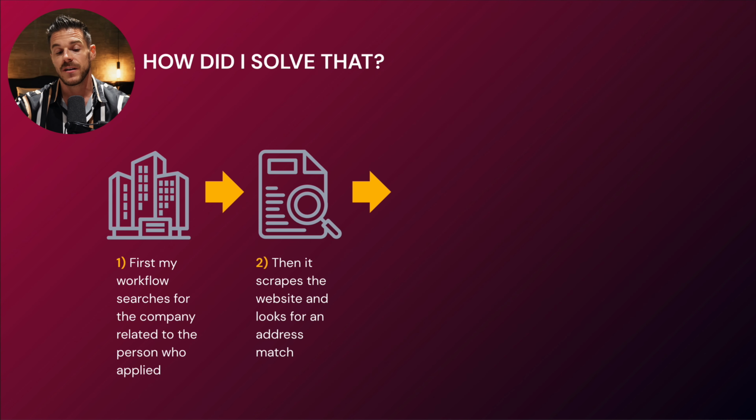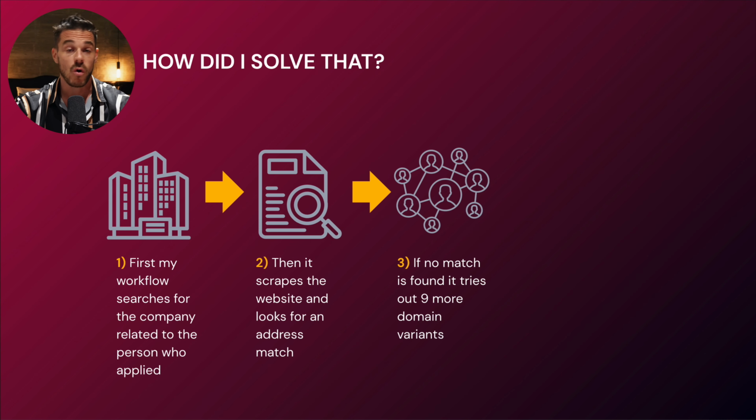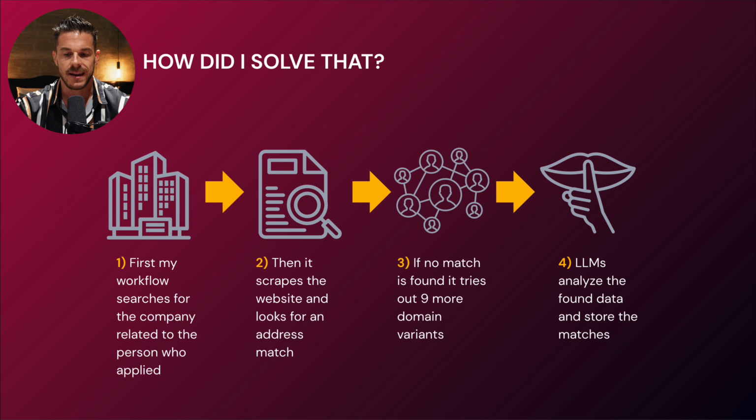If there is a match, the workflow ends and everything gets reported in a Google Sheet. But if there is no match right away, the workflow tries 9 other variations of the company domain to find even more information and to increase the likelihood that we discover if there is a match. And then in the end, the LLM analyzes the entire content, and if there are matches, they get stored in a Google Sheet. So this is the general process how my workflow approaches the problem.